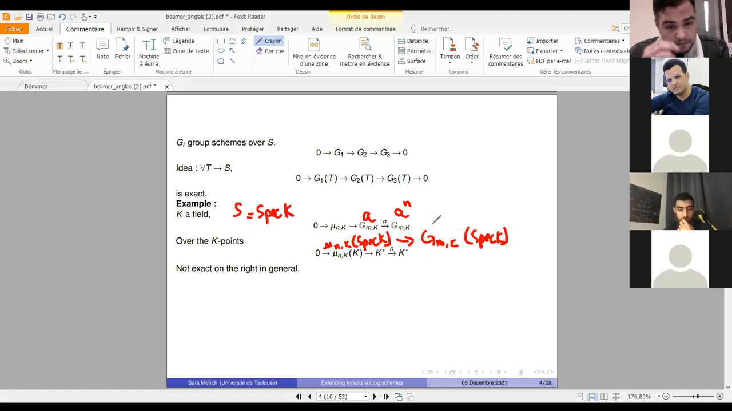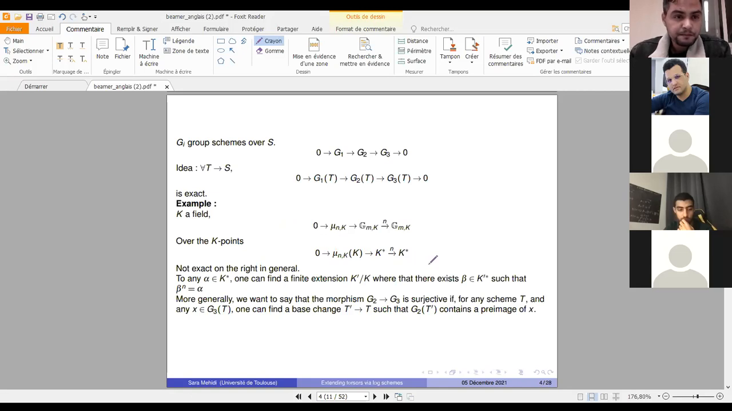I recall that the K-points of G_m, according to the definition of the multiplicative group, are invertible global sections. Global sections here are K, so taking the invertible global sections of K is just taking K star. So I have here K star to K star, and the map is taking the power n. And the fact is that this map is not surjective in general. So this is not an exact sequence in general.